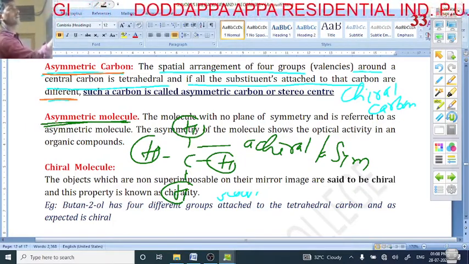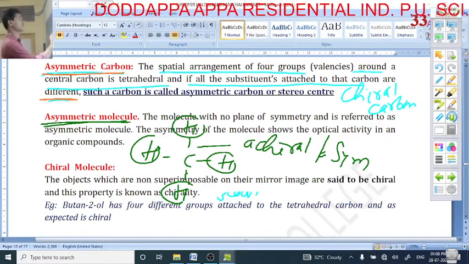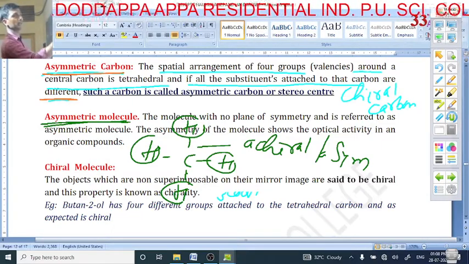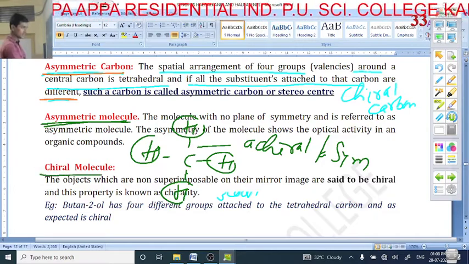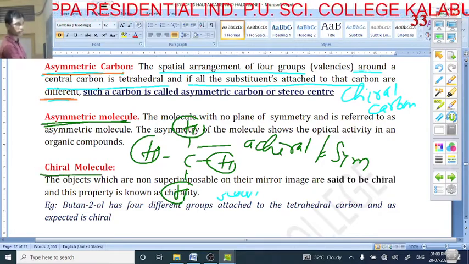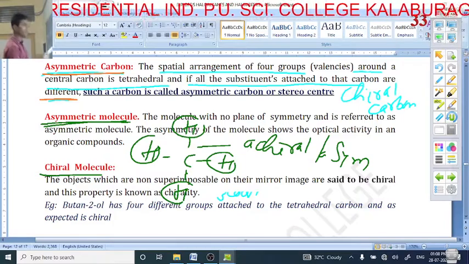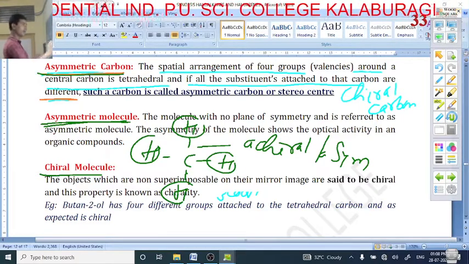Asymmetric means the substituents attached to the carbon atom are different. Such carbons are called asymmetric carbons. And this is what is chiral. So this is a chiral molecule, meaning objects which are not superimposable on their mirror images are said to be chiral. So, asymmetric.